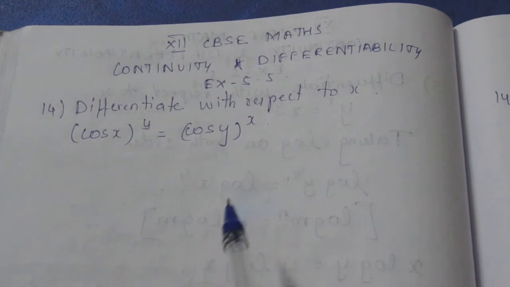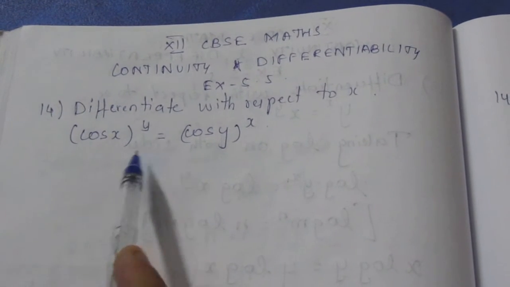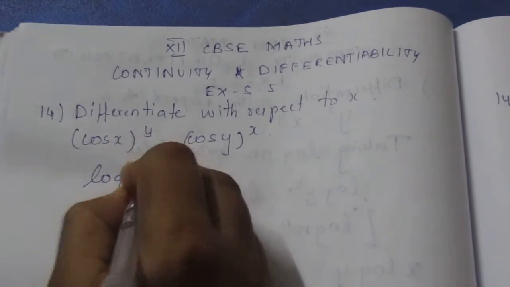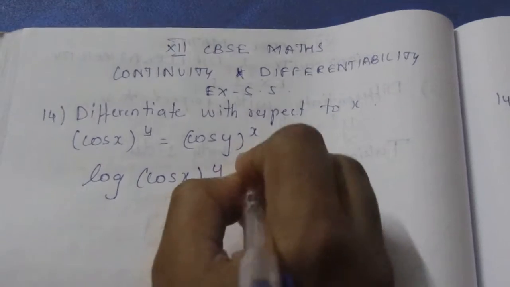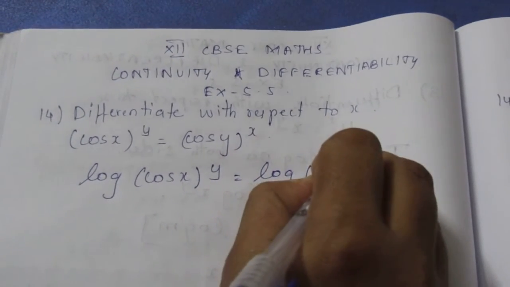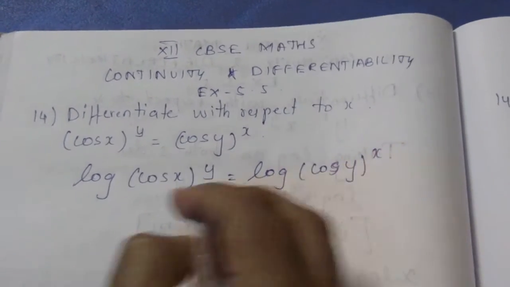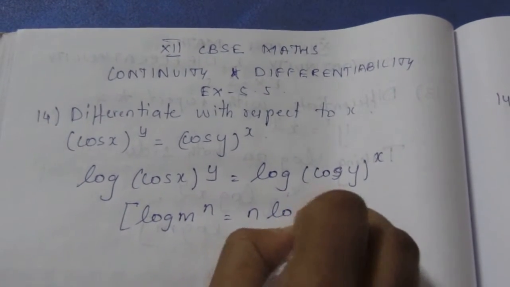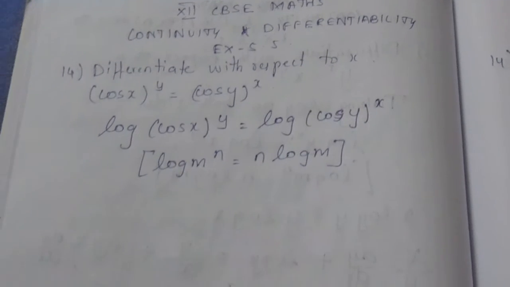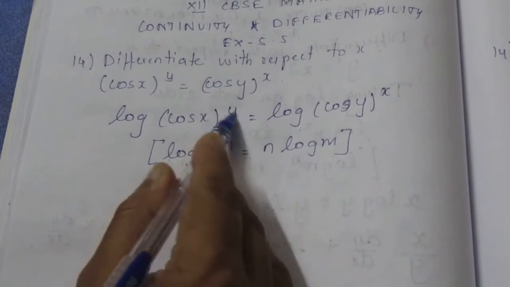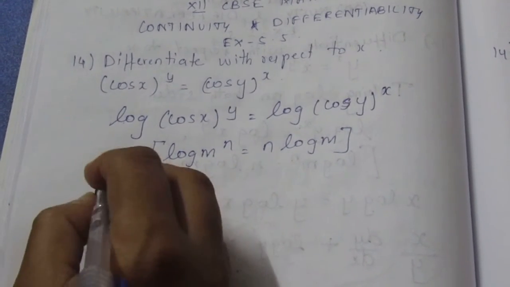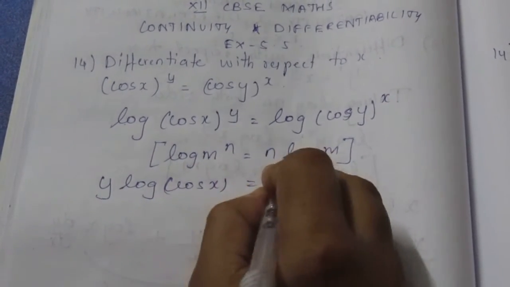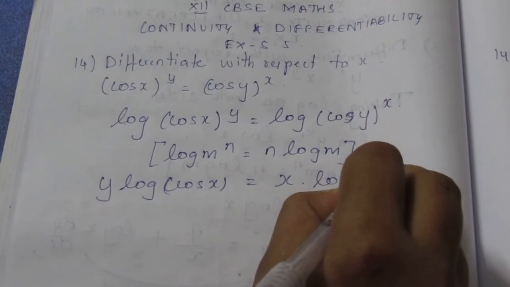If there is a function on the power, then we need to take log on both the sides. As it is an equal to, we can directly take log. Taking log means it becomes log of (cos x) the whole power y is equal to log of (cos y) the whole power x. Here, if log m power n is there, then we can write this as n log m. The power will come in the multiply form. Same way here also the power will come as a multiply. It becomes y log cos x is equal to x into log cos y.